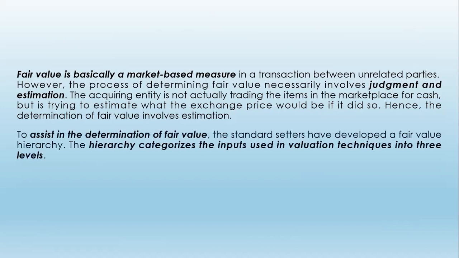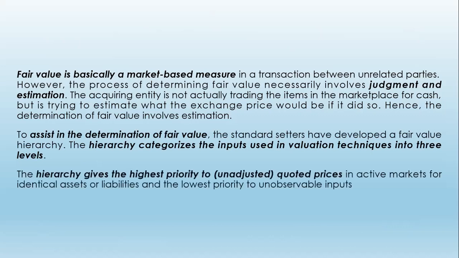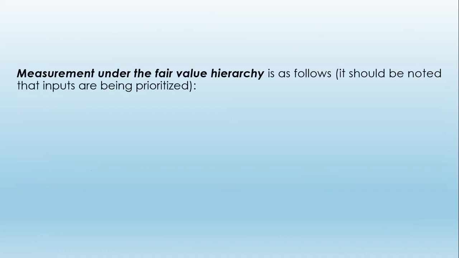To assist in the determination of fair value, the standard setters have developed a fair value hierarchy. The hierarchy categorizes the inputs used in valuation techniques into three levels. The hierarchy gives the highest priority to unadjusted quoted prices in active markets for identical assets or liabilities, and the lowest priority to unobservable inputs. So measurement under the fair value hierarchy is as follows.